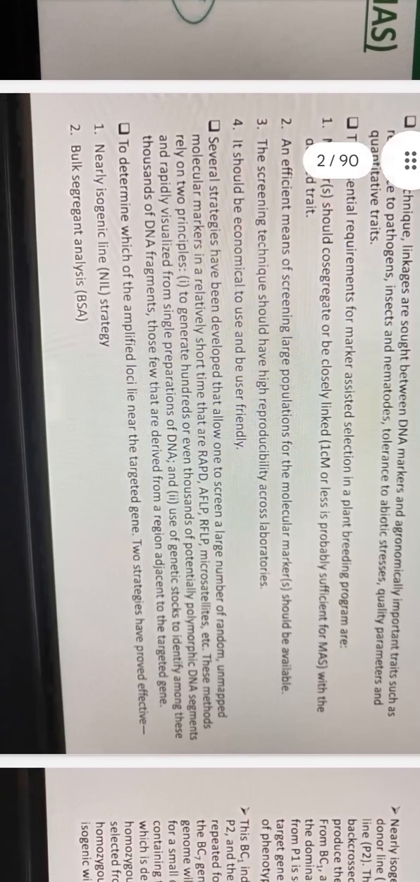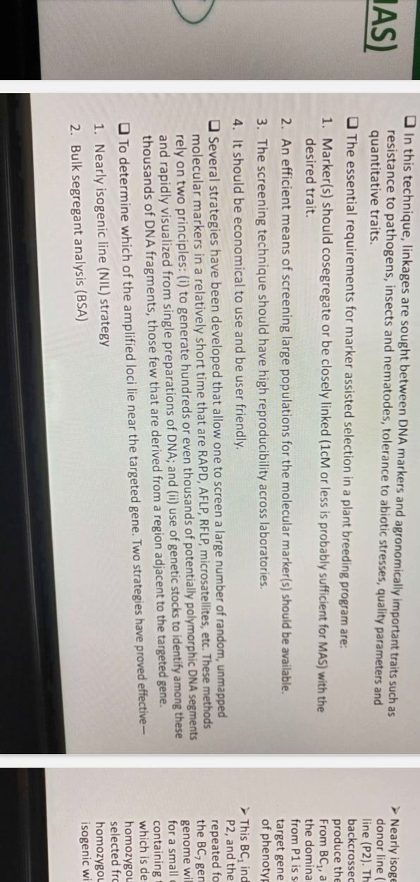Then several strategies have been developed that allow one to screen a large number of random unmapped molecular markers in a relatively short time. There are rapid AFLP, RFLP, microsatellites, etc. These methods rely on two principles to generate hundreds or even thousands of potentially polymorphic DNA segments rapidly visualized from single preparations of DNA, and use of genetic stocks to identify among these thousands of DNA fragments those few that are derived from a region adjacent to the targeted gene.